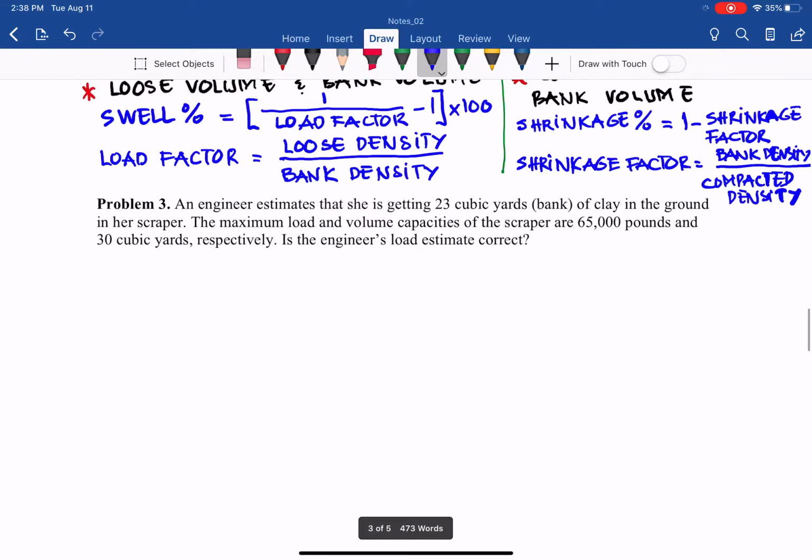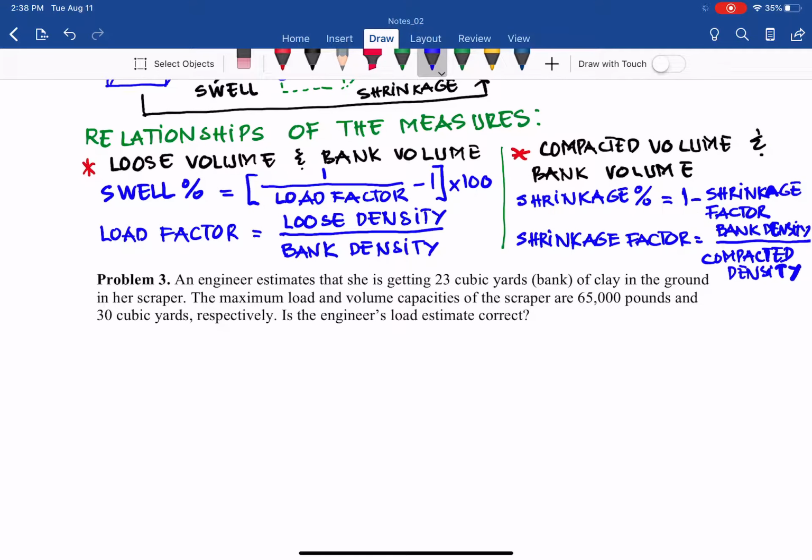So from that, how can we solve this problem with the concept of three measures for the material we're talking about? We determine the loose cubic yards for the 23 bank cubic yards here. How many loose cubic yards can we get after disturbing this material? As you can see here, it becomes the original BCY, bank cubic yards, times 1 plus 12%.